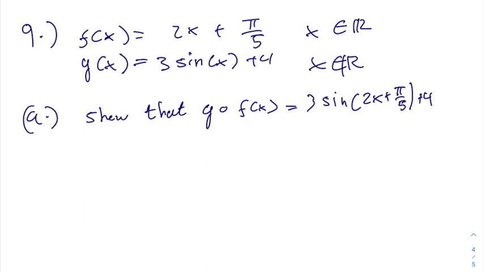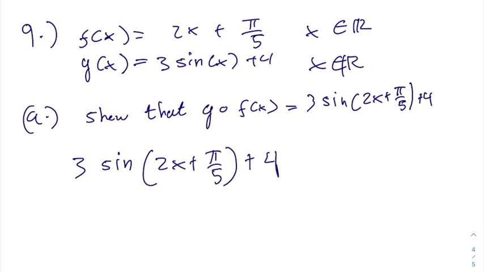f(x) is 2x plus pi over 5, and g(x) is 3 sin x plus 4. Question 9 asks us to show that g of f(x) is equal to 3 sine of (2x plus pi over 5) plus 4. This basically means that we're going to put f(x) into g(x). So now we just get 3 sine of whatever f(x) is, which is 2x plus pi over 5, plus 4. And that's it.